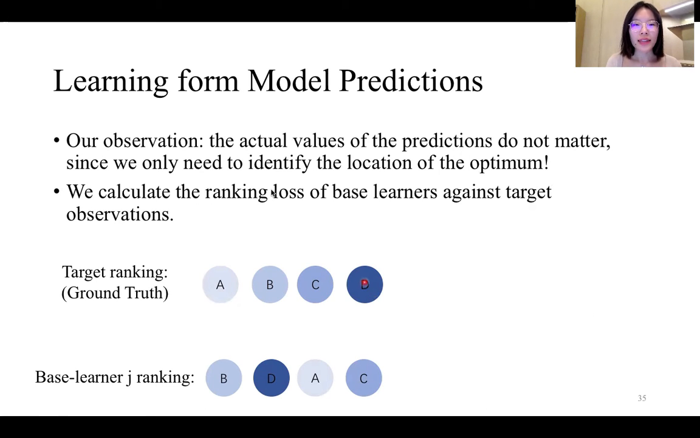Since we only need to identify the location of the optimum, we found that the actual values of the predictions do not matter. Therefore, we define the weight by the ranking loss of base learners against the target observations. Let's look at the example when we have 4 target observations. The target ranking is configuration A's throughput is larger than B's, B is larger than C and D's. One of the base learners, G, its ranking is BDAC. The ranking has 6 misranking pairs.